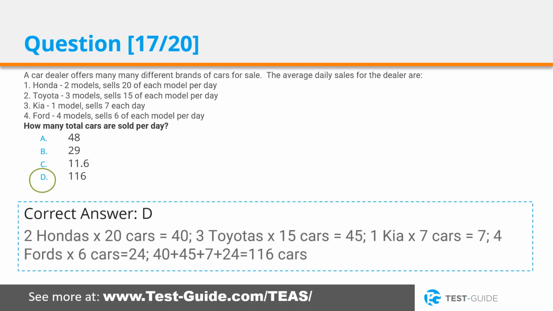Correct answer D. 2 Hondas times 20 cars equals 40. 3 Toyotas times 15 cars equals 45. 1 Kia times 7 cars equals 7. 4 Fords times 6 cars equals 24. 40 plus 45 plus 7 plus 24 equals 116 cars.